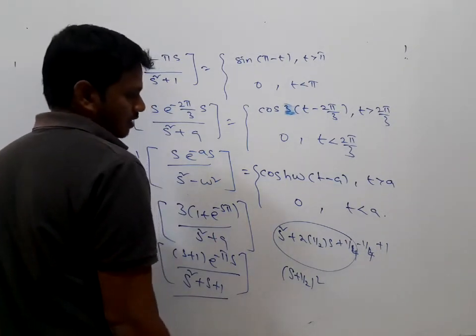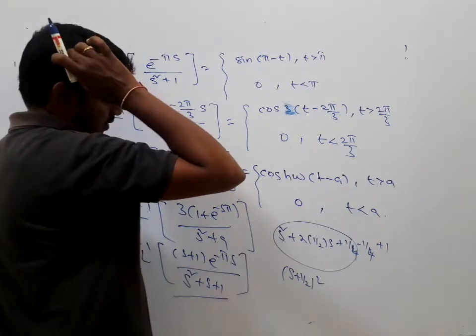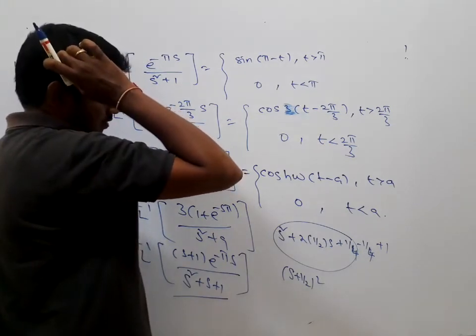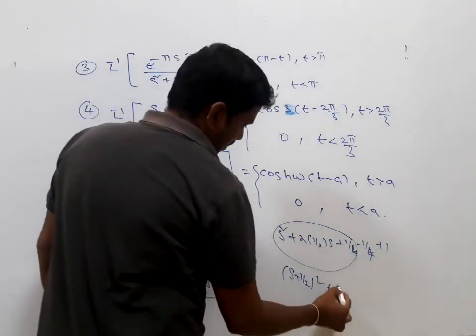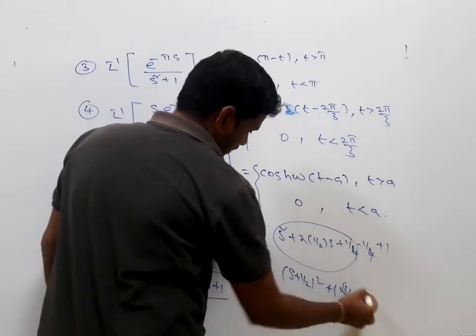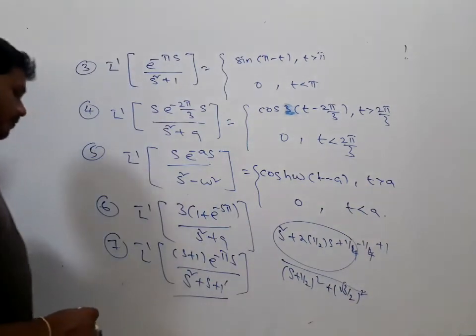1 minus 1 by 4 plus 3 by 4, root plus root 3 by 2 whole square in the denominator for this.